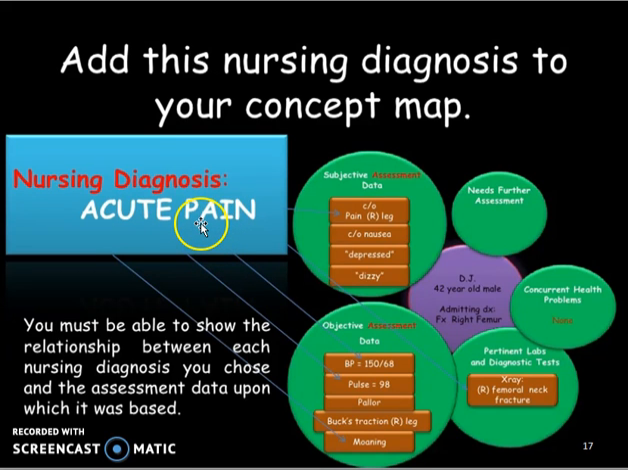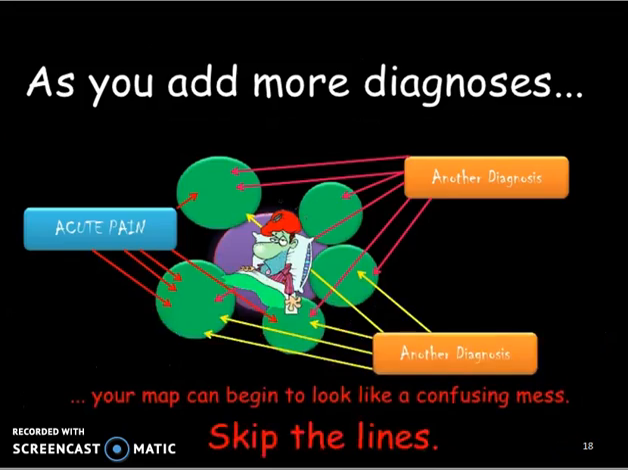Acute pain, subjective assessment data. Add the nursing diagnosis to your concept map, and you must be able to show the relationship between each nursing diagnosis you choose and the assessment data upon which it is based. As you add more diagnoses, your map can begin to look confusing, so skip the lines.